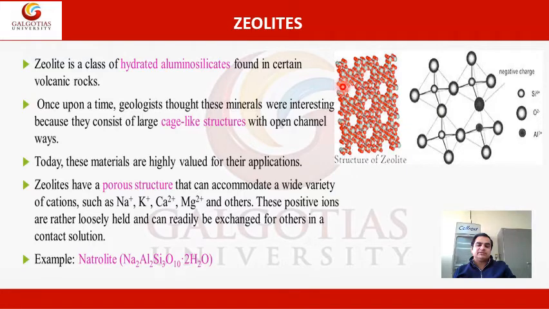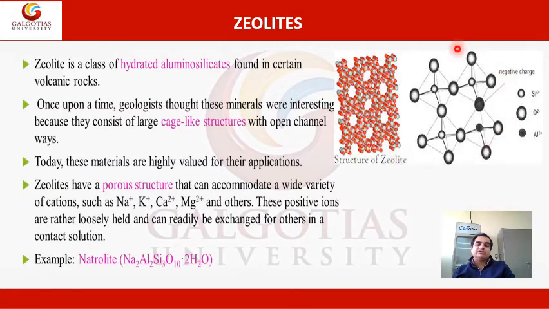As we can see, this is the structure of zeolite, which appears in the form of molecular sheets. They can be utilized for various filtration purposes, and also for water softening, which is one of the important applications of zeolite. They can also be utilized for treatment of water for industrial purposes.